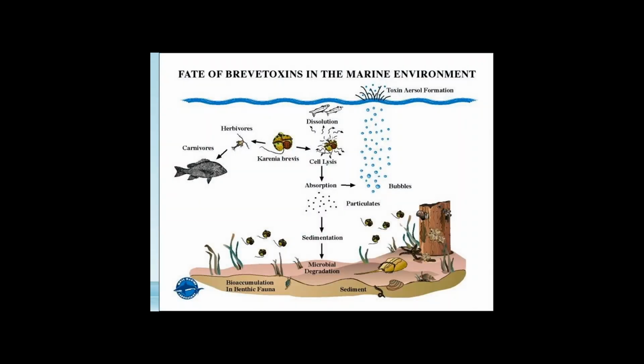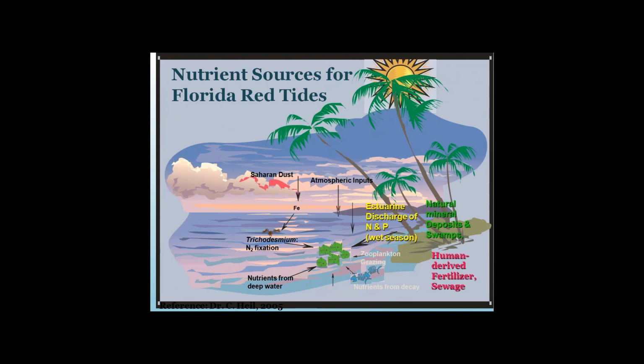So this is just a visual of the life cycle of Karenia brevis, or what we know of it, and the nutrient sources for Florida red tide.